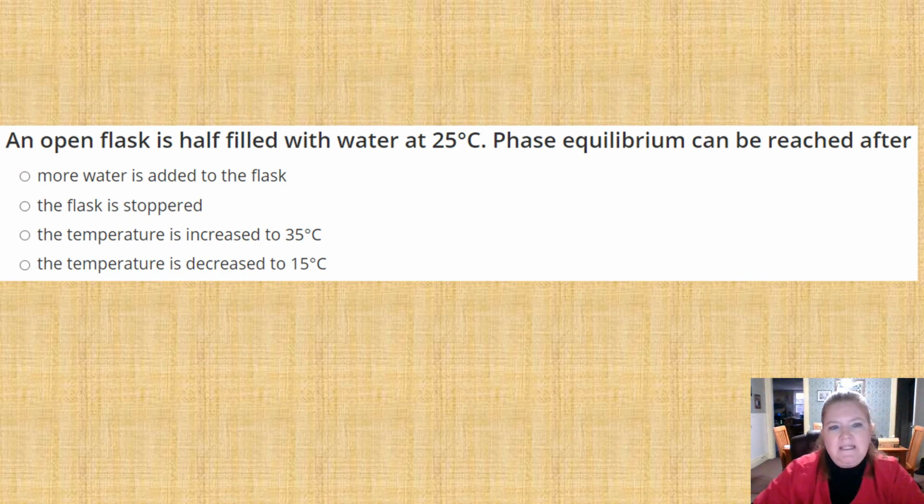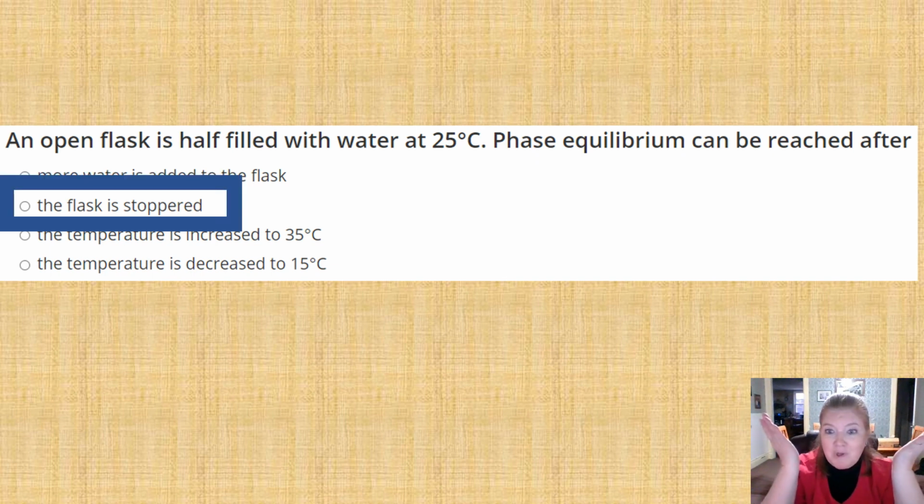An open flask is half filled with water at 25 degrees Celsius. Phase equilibrium can be reached after... So what's one of the requirements for equilibrium? Do you remember? You have to close the system, put a lid on it, not a ring, put a lid on it.